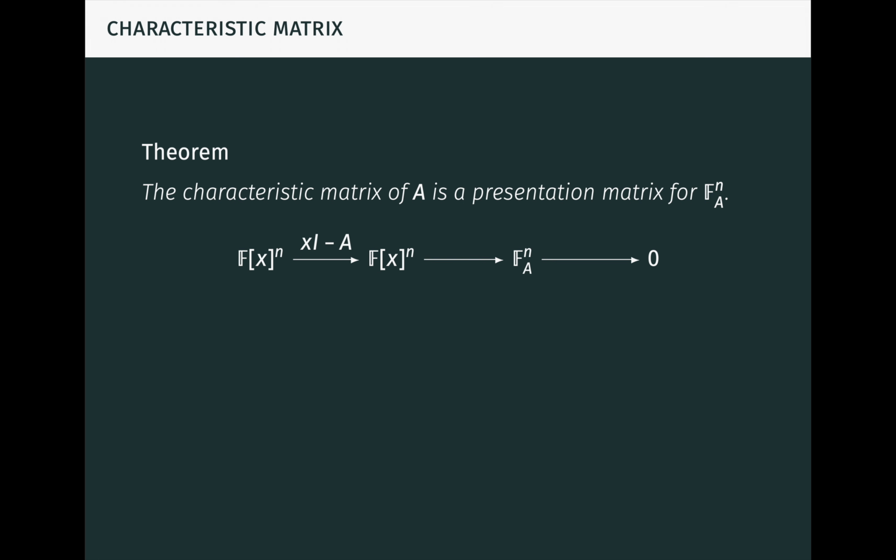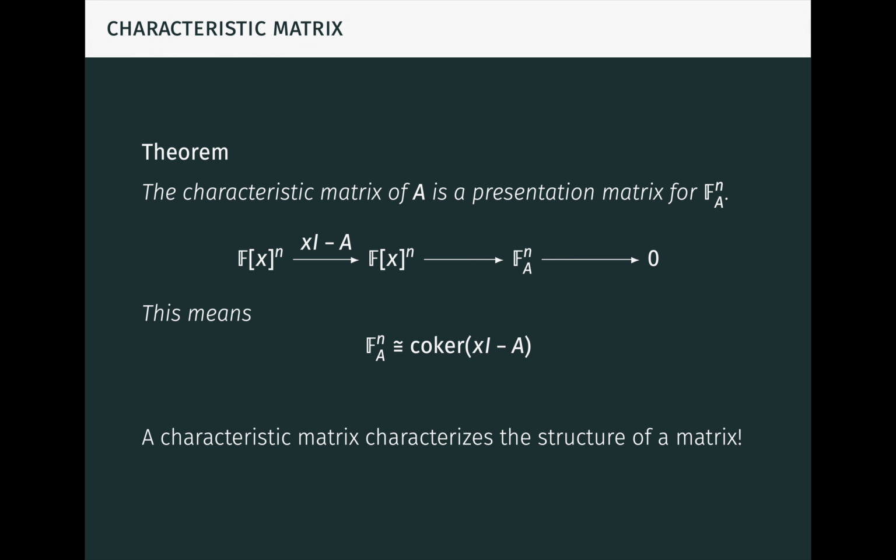Here's the presentation diagram. Note the second homomorphism maps standard generators to standard generators. This means that F^n_A is isomorphic to the cokernel of the characteristic matrix of A. Informally, this theorem says that a characteristic matrix fully characterizes the structure of a matrix. It encodes much more information than just eigenvalues. Since this is the central theorem of this video, we're going to prove it.